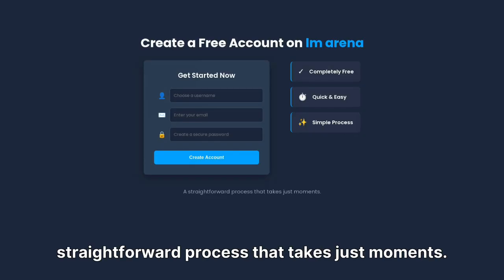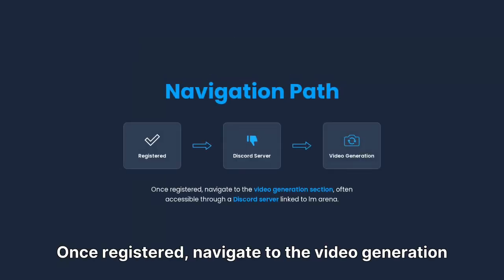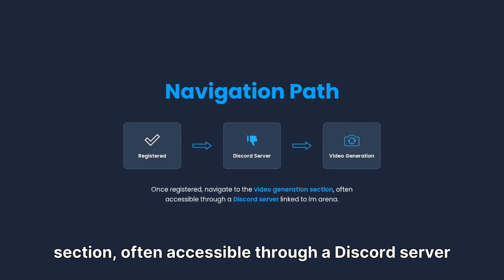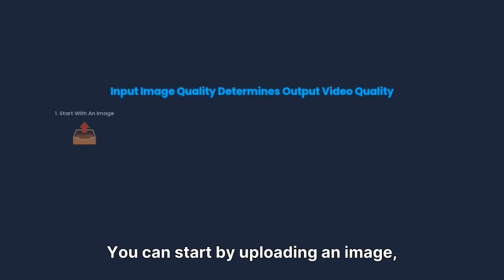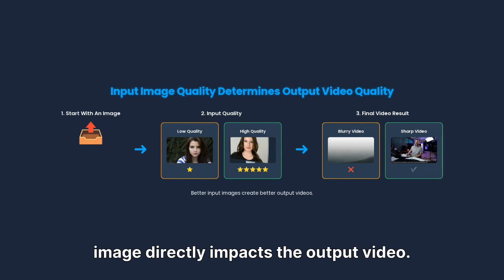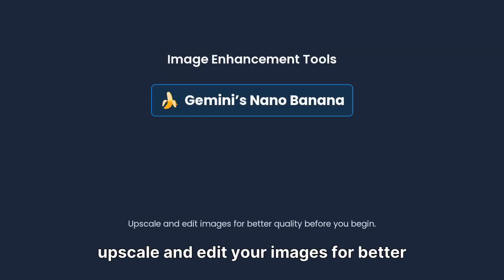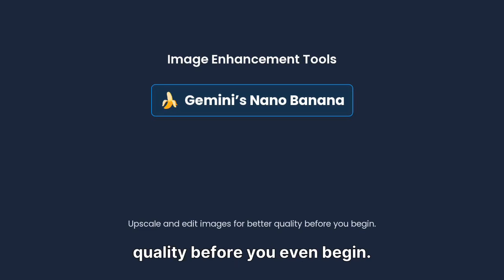Create a free account on the LM Arena platform, a straightforward process that takes just moments. Once registered, navigate to the video generation section, often accessible through a Discord server linked to LM Arena. You can start by uploading an image, remembering that the quality of your input image directly impacts the output video. Tools like Gemini's Nano Banana can help upscale and edit your images for better quality before you even begin.